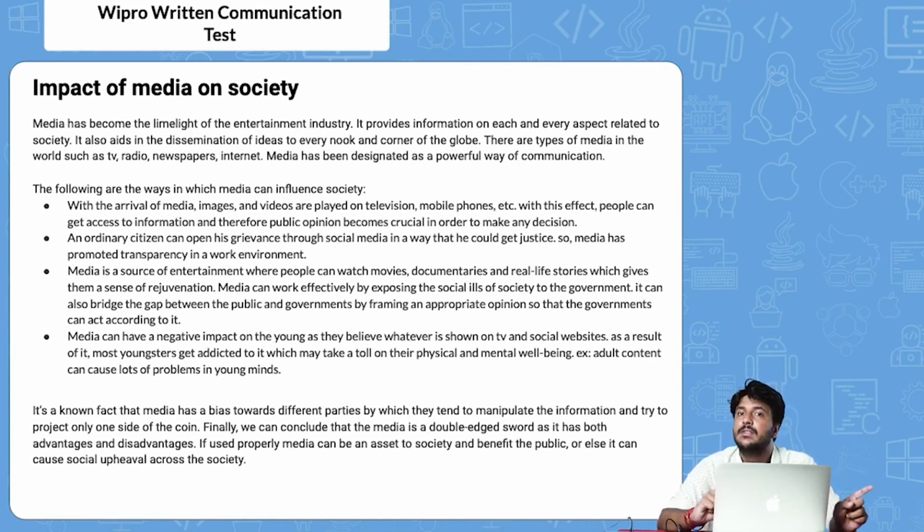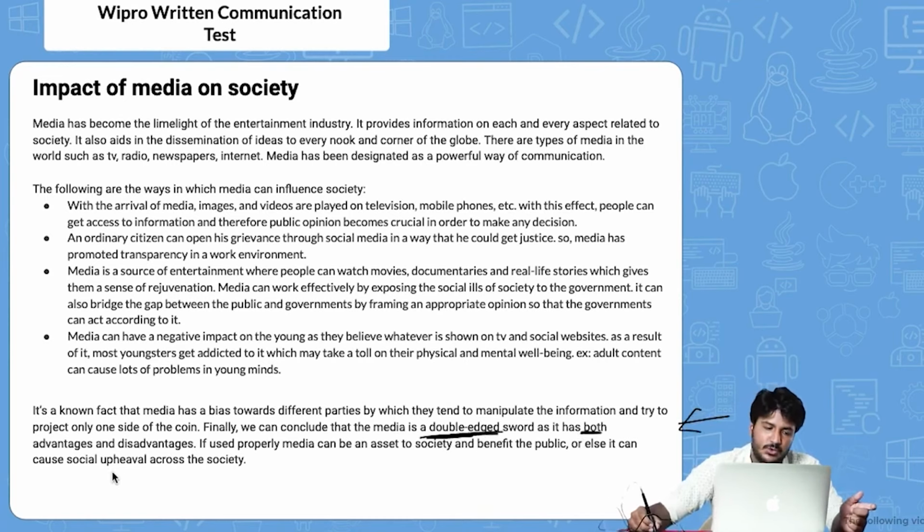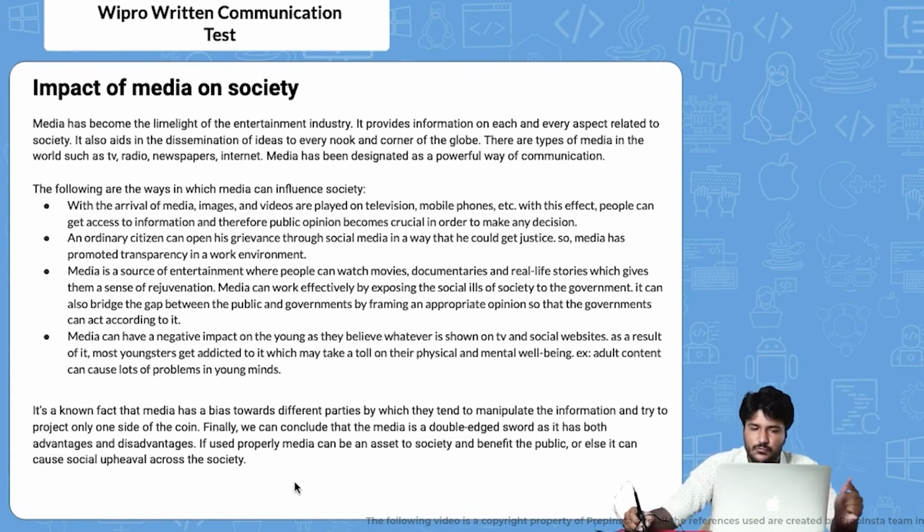But however, the AI system wants you to have a definitive stand, right? So in that case, some negative marking would have been there, because what she's saying is, finally, we can conclude media is a double-edged sword, it has both advantages and disadvantages. Do not do that. Take a definitive stand, right? So I would have reframed the same sentence to mean the same thing and then also fooled the AI.